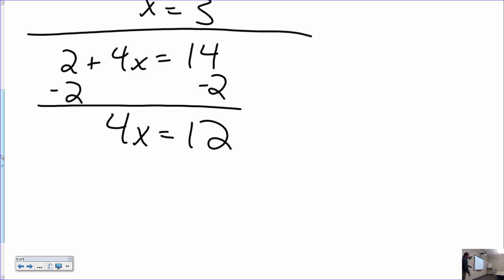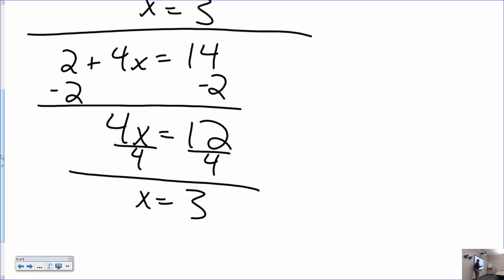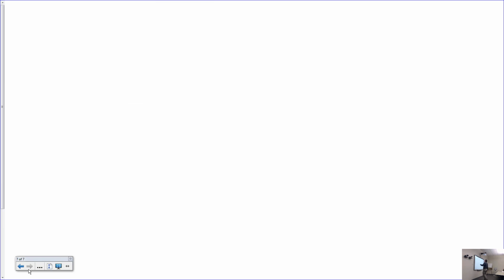And then once you get 4x equals 12, do we have to write divided by 4? You don't have to show all the work if you don't want to. If you can do that in your head and tell me that x is 3, that's fine. As long as you get down to x equals 3 at the end, I'm okay. Alright, so, not too bad?